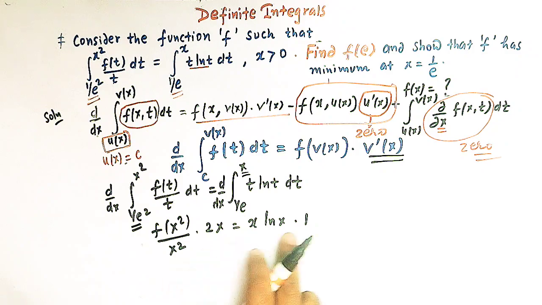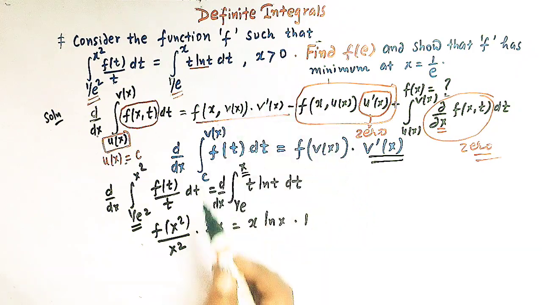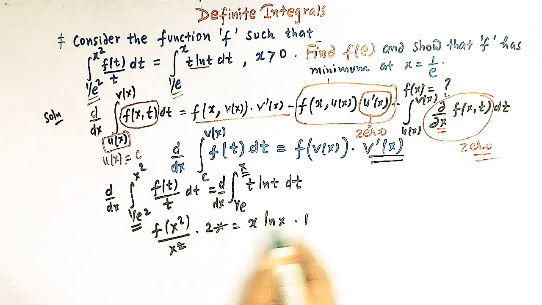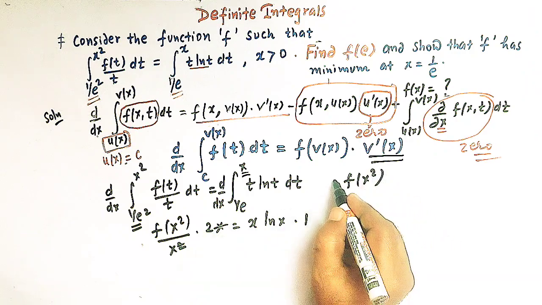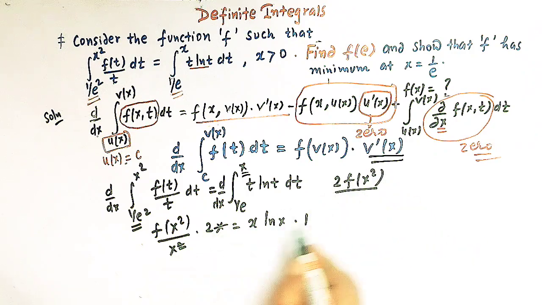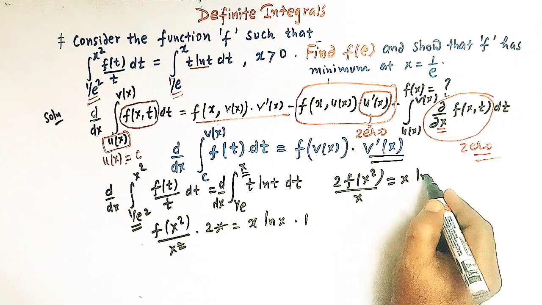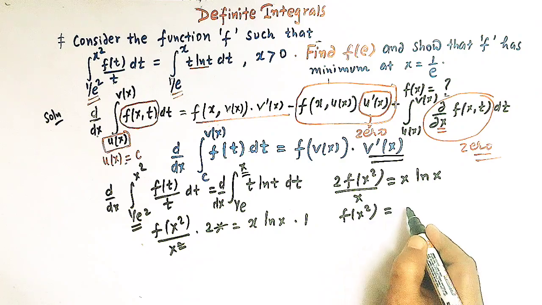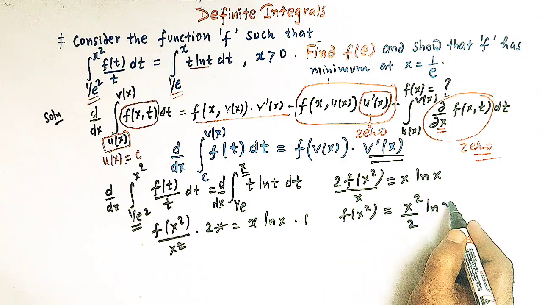So now simplifying it, here we have already assumed that x is greater than 0. So we can cancel this x with this one, and we have now f of x square, that is 2 times f of x square over x, that is equal to x times natural log of x. So f of x square is now equal to x square over 2 natural log of x.